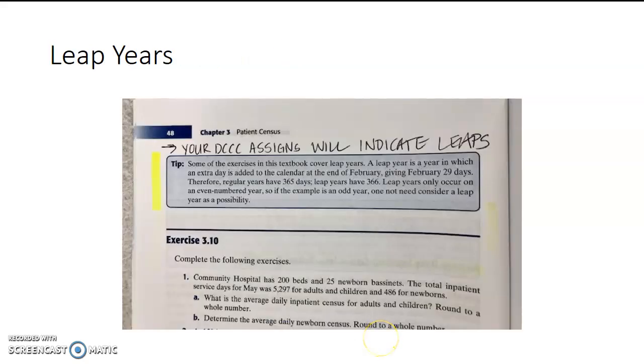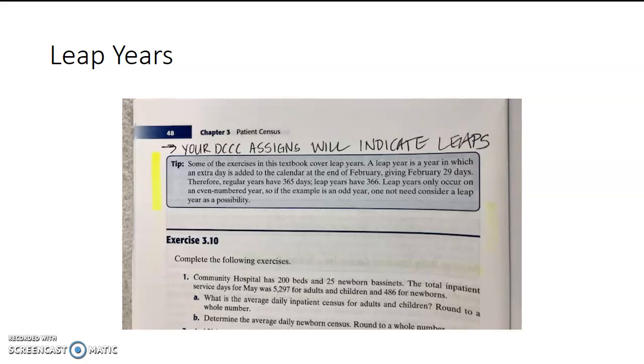Then finally we get to page 48, right? So page 48 gets you to the end of the chapter, but you have a little tip up at the top, and it talks about leap years. And so all of your DCCC assignments, anything that I give you as far as a test or your homework, worksheets that I have posted that you put your answers in, and your quizzes, and all that kind of good stuff, you will be told when it's a leap year. So don't worry about trying to memorize when leap years are.